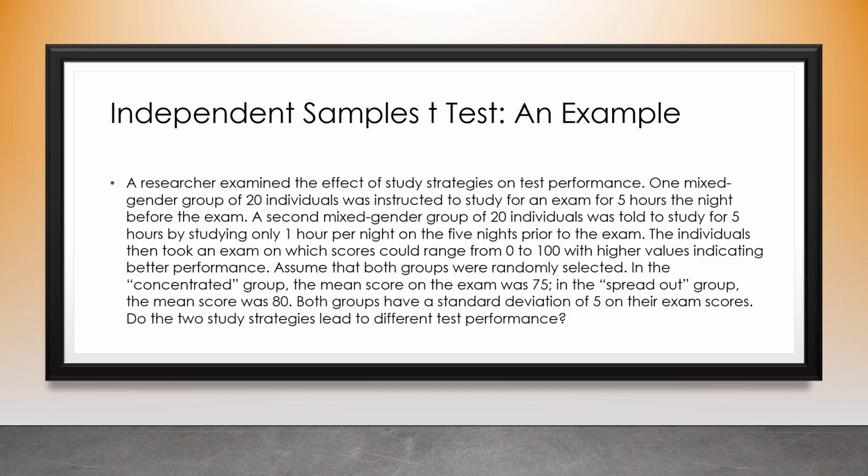The concentrated group had an average score of 75, while the spread-out group had an average score of 80. Both groups had a standard deviation of 5. The question is, do these two study strategies lead to different performance on the test?